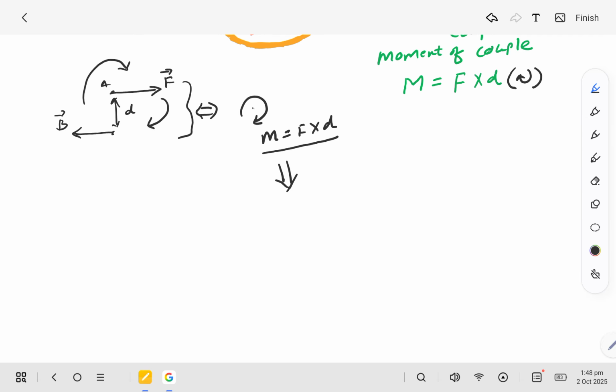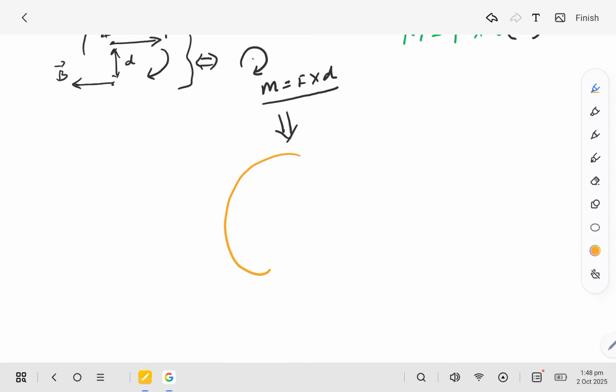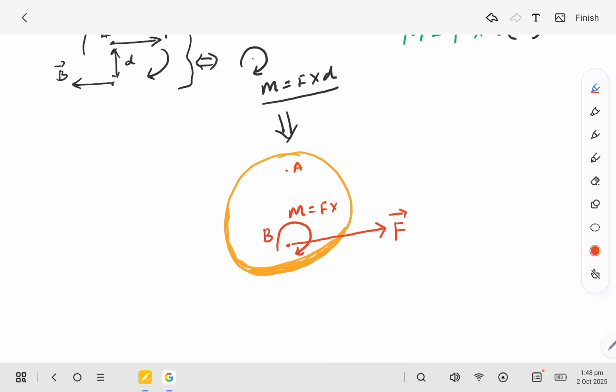Now if we look at the situation after this, what we'll notice on the body: this is again the body, the point A is here, and this is now point B. One force is acting at point B, and we can represent the moment here, M, the magnitude is F into D.